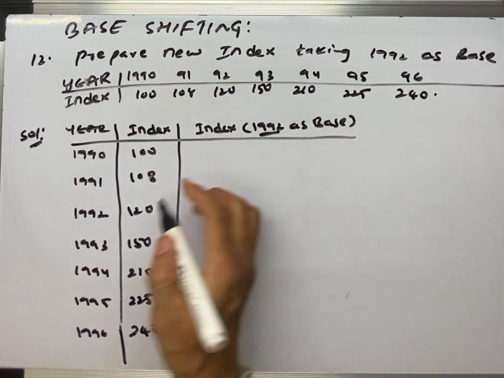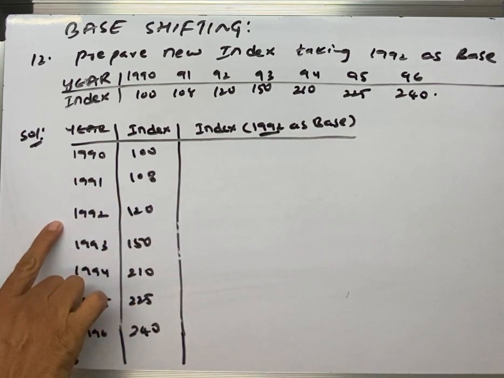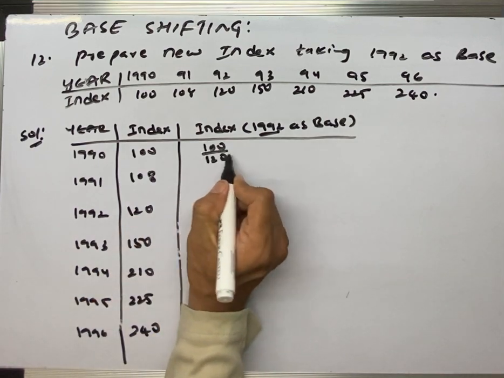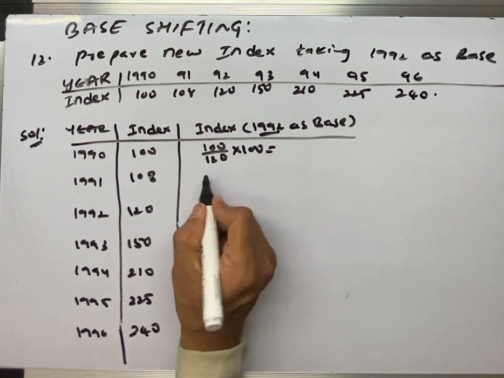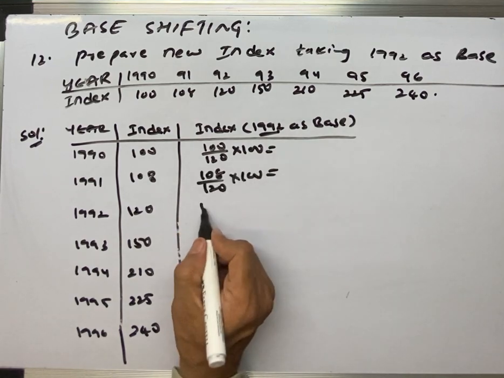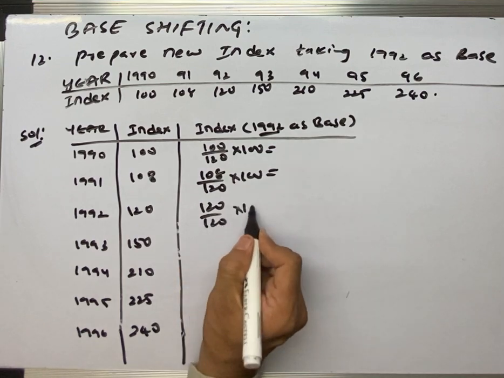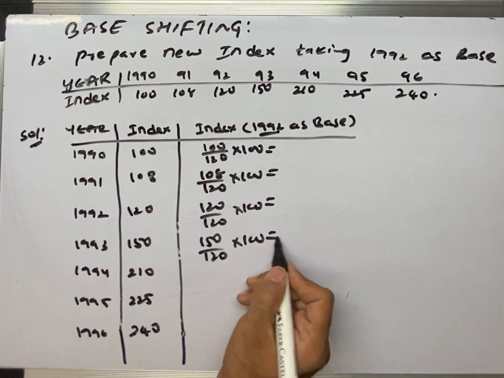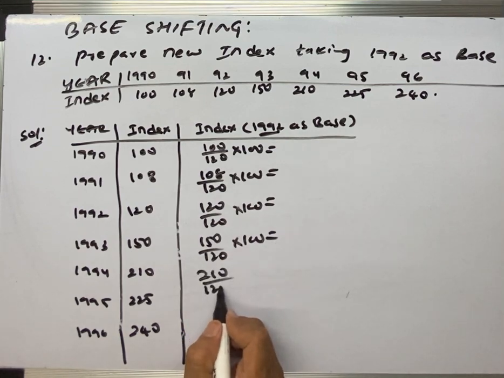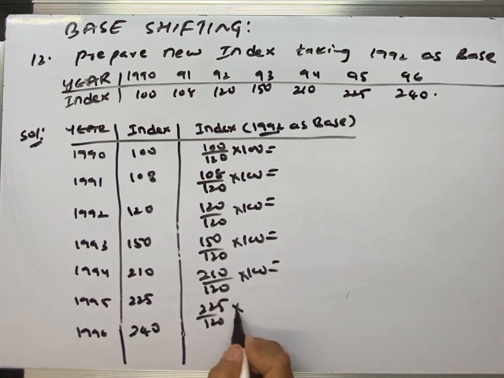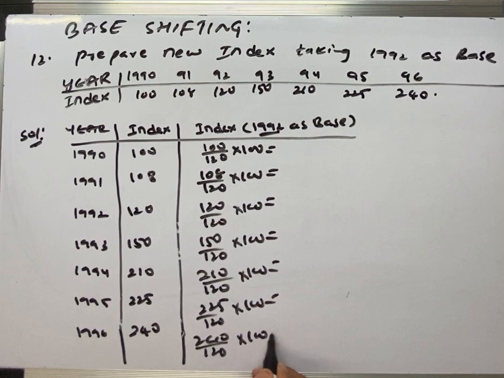Base year is 92. Take the 92 value. What is the 1992 value? 1992 value is 120. So all values are divided by 120 and multiplied by 100. So 108 divided by 120 into 100. 120 is also multiplied by 120 into 100. 150 is multiplied to 120 into 100. 210 multiplied to 120 into 100. And 225 divided by 120 into 100. 240 divided by 120 into 100.